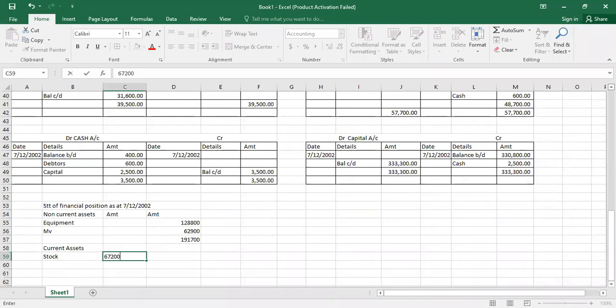Which other assets do we have? Current assets? Cash at hand. Before cash at hand, we try to adopt what we call the liquidity.